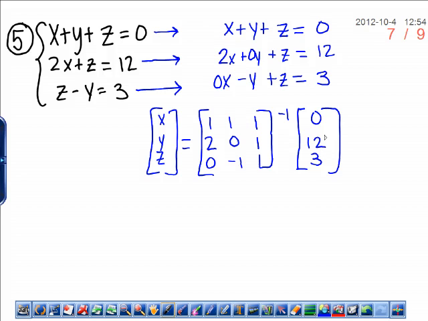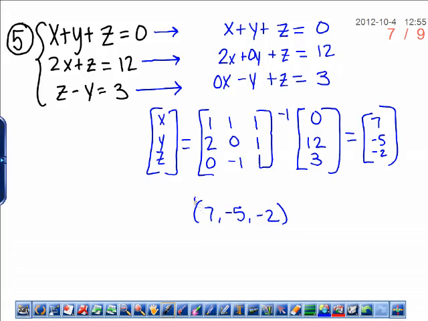Okay, what did you get? 7, -5, -2. Good. 7, -5, -2, but how do you write your answer? You write it like a parentheses. To show that it's x, y, z, you would have to... Nope, I know because of the order it's in. Oh, okay.